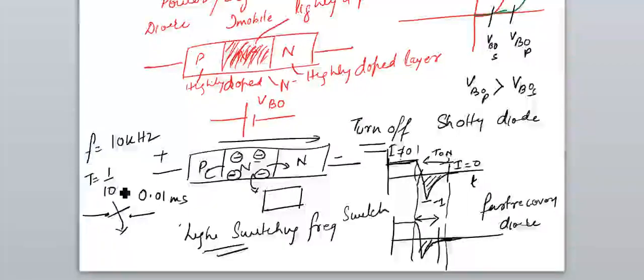Right, into 10 raised to the power 3. Okay, now what you can expect: within 0.1 millisecond, there will be a number of switchings, on and off, on and off. So this is called high frequency switching. And for that high frequency switching, we require the recovery diodes, high recovery diodes.